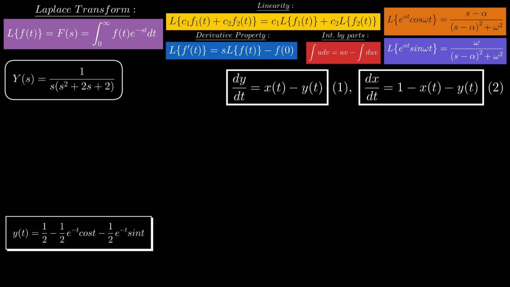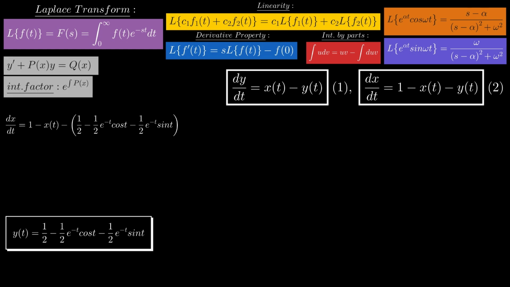So we plug our y of t result into our second parametric differential equation, and we get dx over dt equals 1 minus x of t minus this expression here. So now we only have one variable, which is x of t. Now we can use the standard integrating factor that we use for first order linear differential equations.